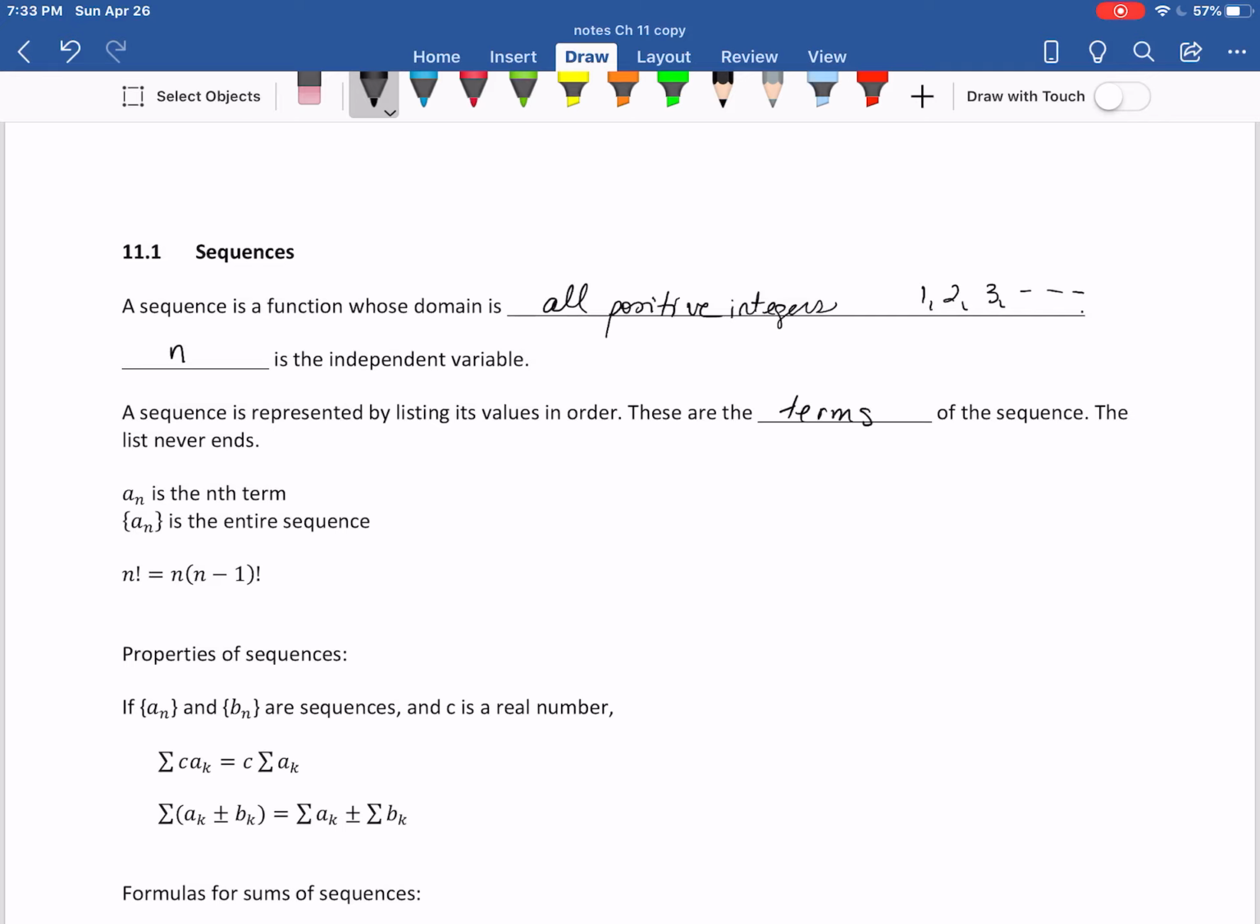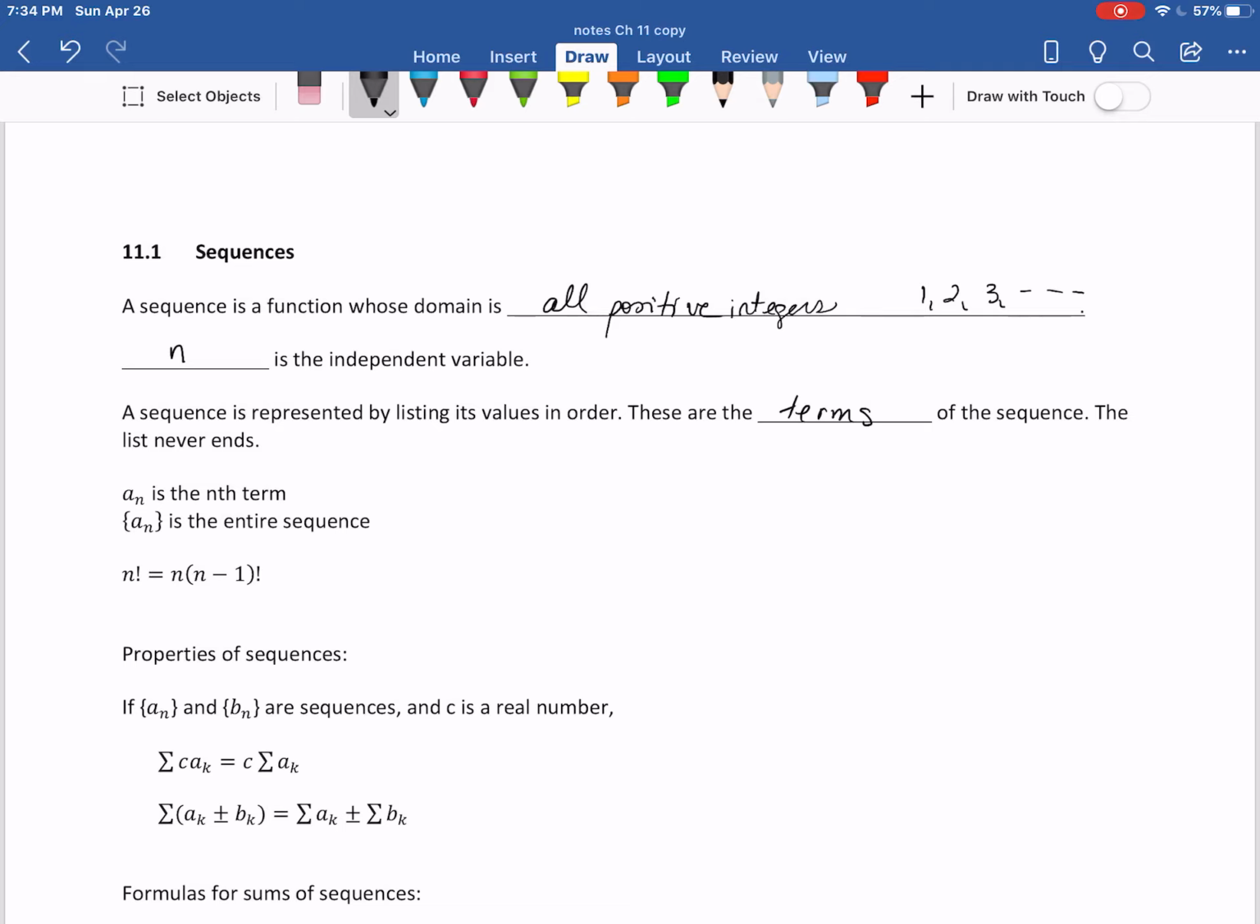Okay, so this list goes on forever. It never has a stopping point. You can assume it goes to infinity. So you're going to have an infinite number of terms in any given sequence. The a(n) is representing the nth term. So the value a sub n is whatever the value is of the nth term. And then the set of all of the a(n)s is the entire sequence.